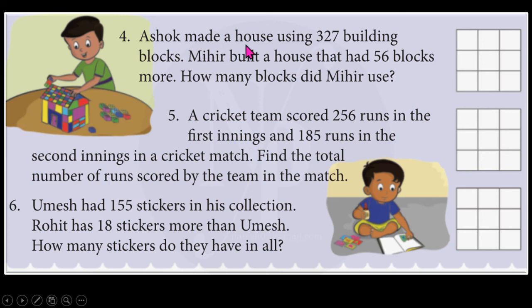Ashok made a house using 327 building blocks. Mihir built a house that had 56 blocks more. How many blocks did Mihir use? So here in this question, Ashok and Mihir, both of them are building houses using building blocks.